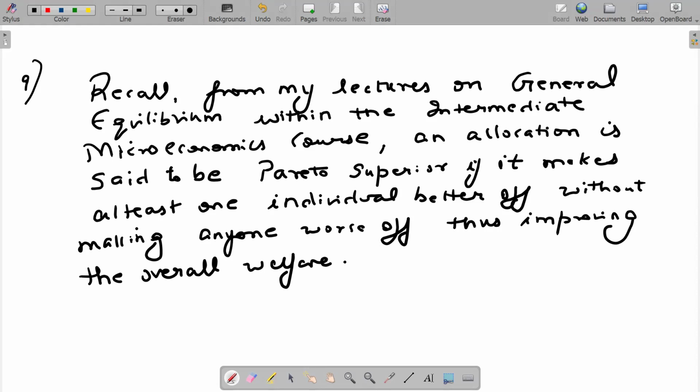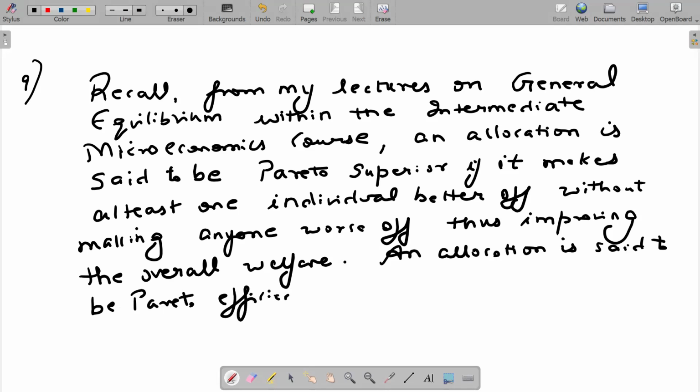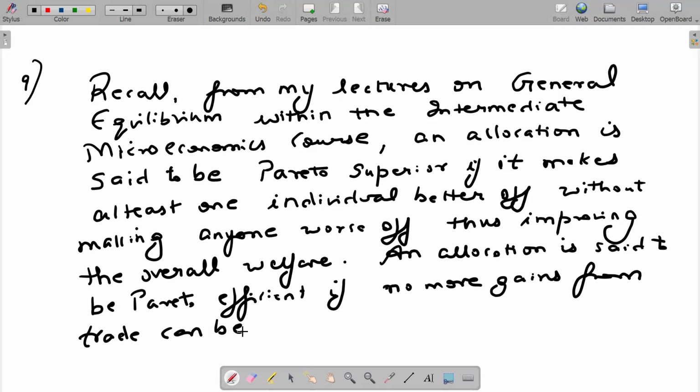Something we study in welfare economics or neoclassical economics. And we have also talked about Pareto efficiency when no further gains from trade can be exhausted. So recall that an allocation is said to be Pareto efficient if no more gains from trade can be exhausted. Then we say that an allocation is Pareto efficient.